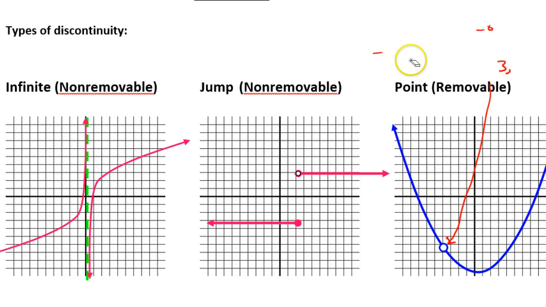So that's a lot of extra information, but just remember that when it comes to non-removable and removable, the only removable discontinuity is a point discontinuity when you have a hole in the graph. Okay, so an asymptote is infinite, a gap is a jump, and a hole is a point. And the only one that's removable is the hole, or point discontinuity. That's what you need to know.